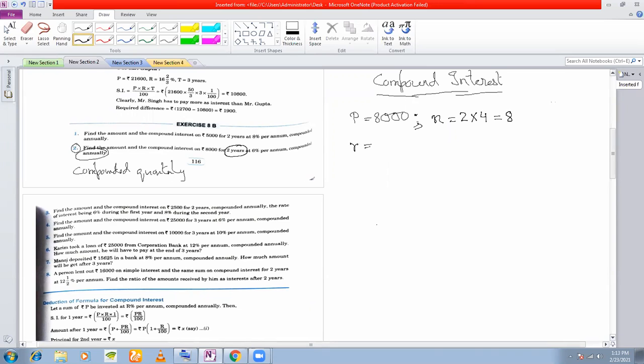And what about the rate? The rate here is given to be 6%. But since you are dividing the year into 4 equal parts, you will divide the rate by 4. So this will come to 3 by 2. Is that absolutely clear? We'll do a problem based on this in the next class. Okay, I'll stop here for today.